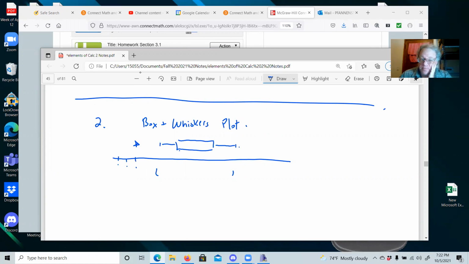So early numbers are better. Okay, we draw the box and whiskers plot. Right, that's the median. There's a Q1. There's a Q3. Okay, we'll actually do an example for this one.